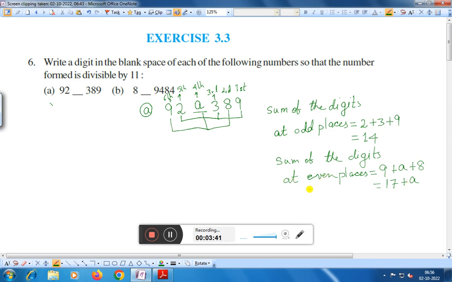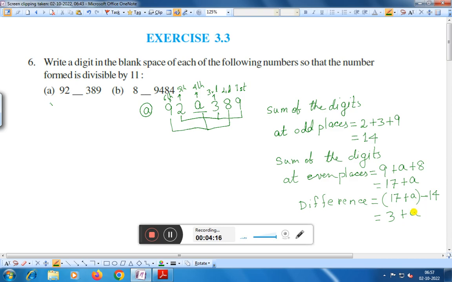What is the difference? Difference is equal to 17 plus a minus 14. Now 17 minus 14 is equal to 3, so 3 plus a. This is the difference.